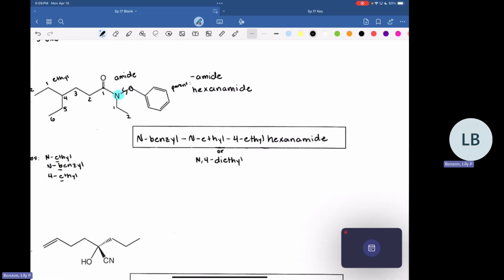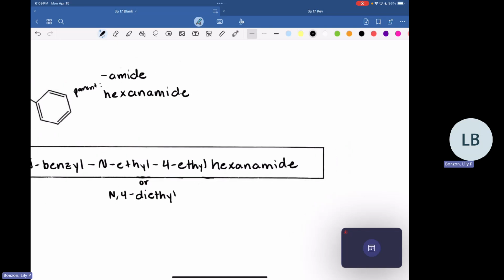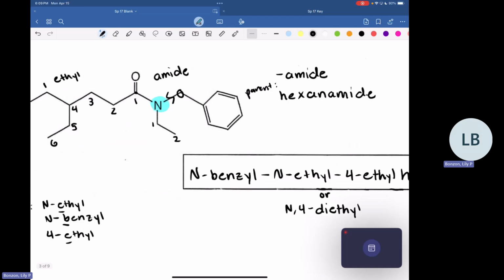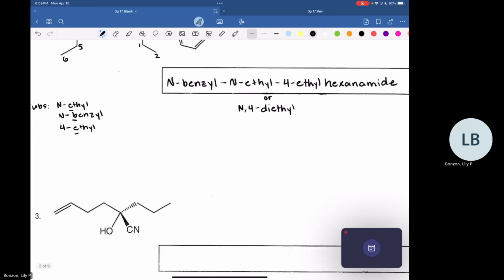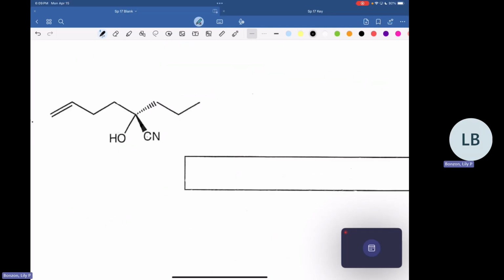If you were to get an amine, have you guys gotten to chapter 19 yet? Or yeah, okay. So I don't know if you'd see it on this exam, but it's the same thing for the substituents, the N. Anyways, go on to our last nomenclature question.